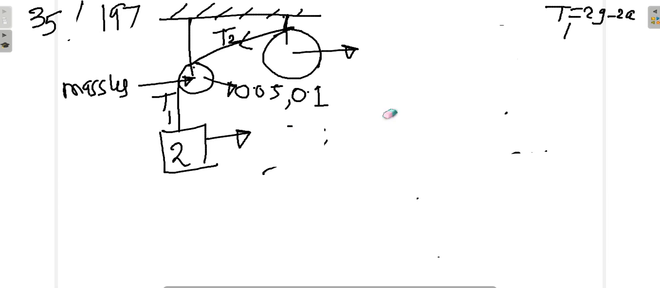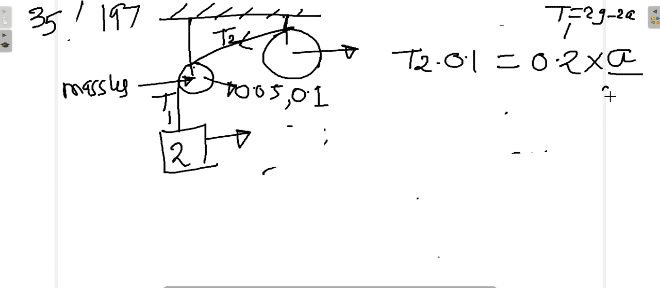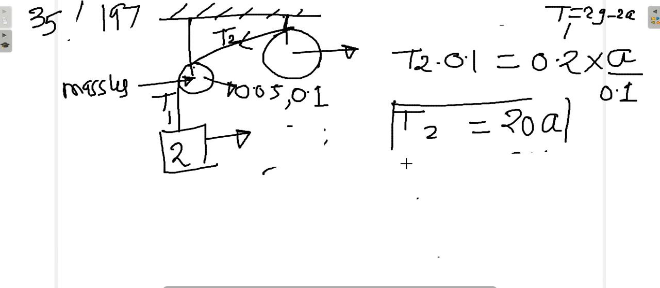T2 we can find by the same logic. T2 into radius of this pulley, 0.1, equals I alpha, where I is 0.2 and alpha is a upon R. So that gives me T2 as, how much will it be? 0.2 upon 0.1, it will be 2a. It is 20a, correct.